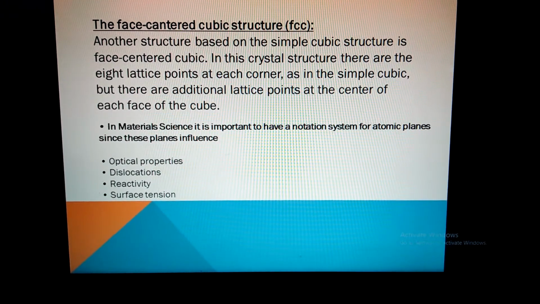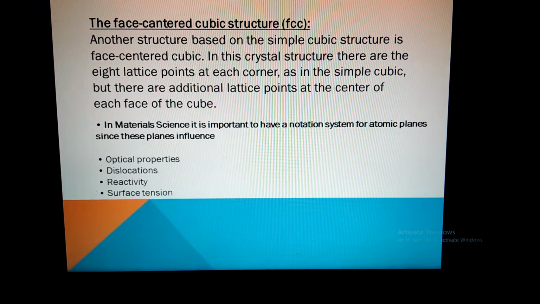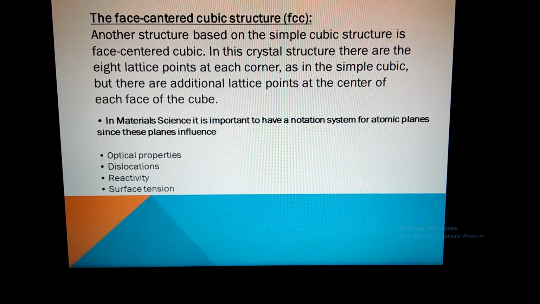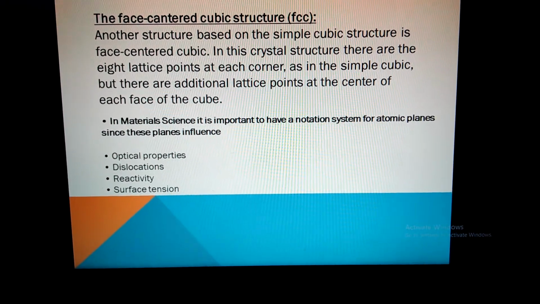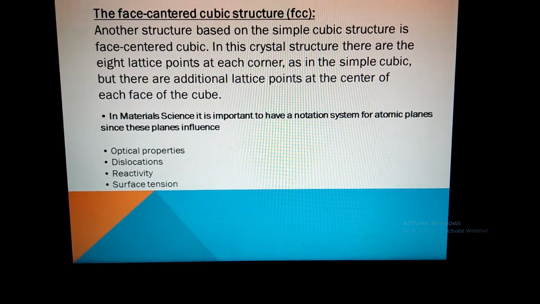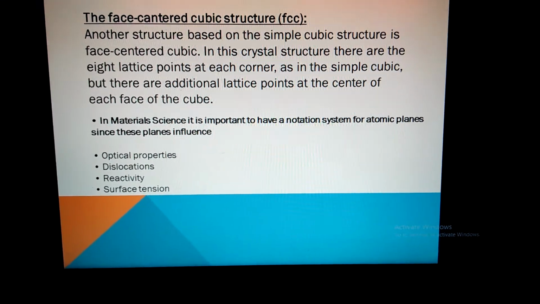In material science, it is important to have a naming system of atomic planes, since the planes influence optical properties, dislocation, reactivity, surface tension.